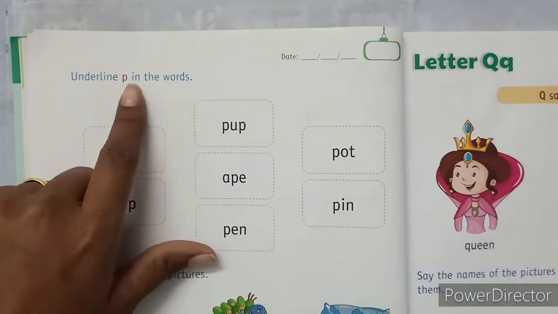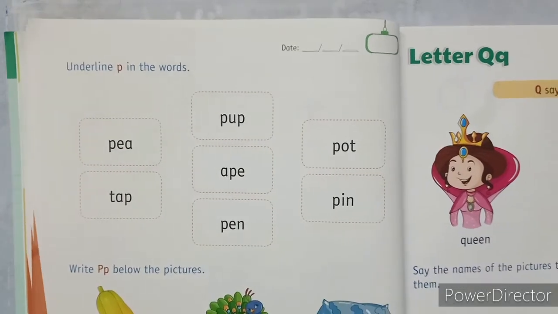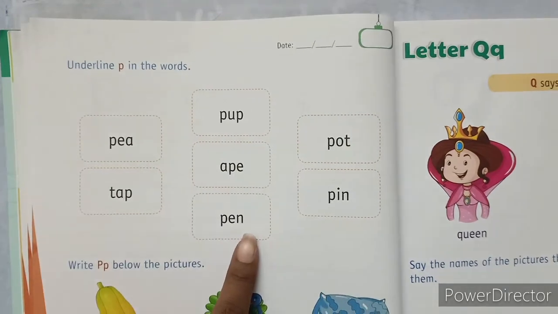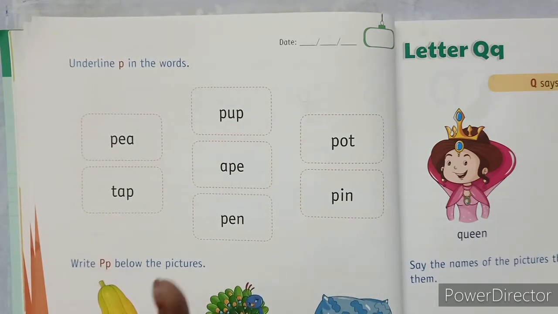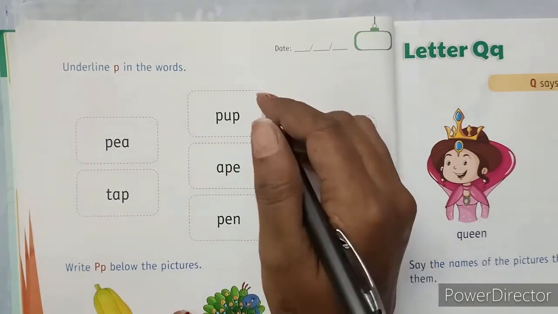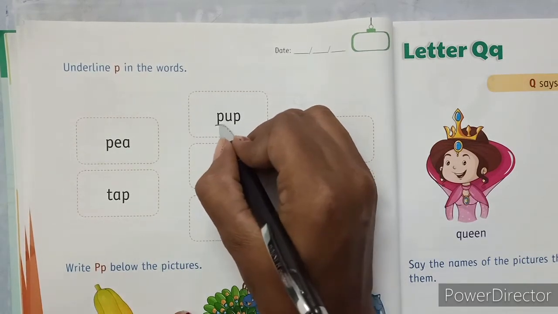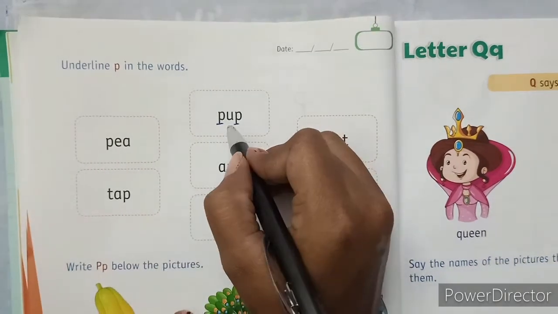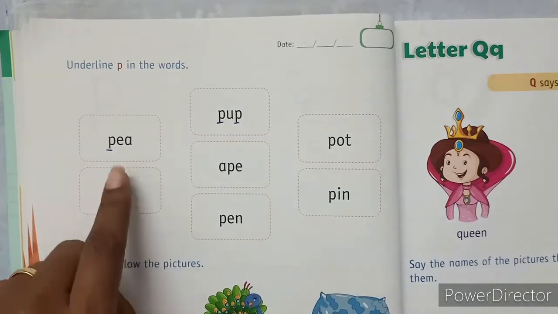So this is underline P in the words. You can see the words given here, 3 letter words. You can see in each word there is a P, letter P. So what we are going to do is we are going to underline those letters. Which letter we are going to underline? We are going to underline the letter P. So this is a P, again this. There are 2 P's. So we are going to underline. Again here you can see there is a letter P, underline this letter P.